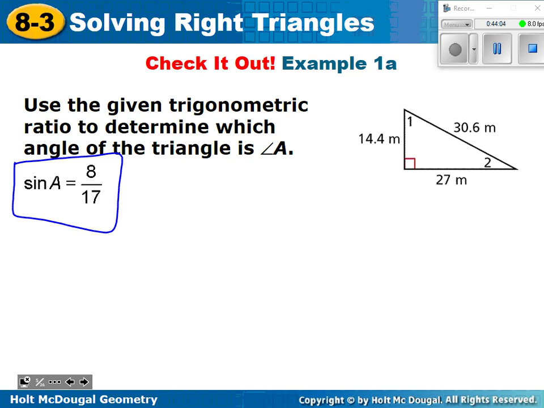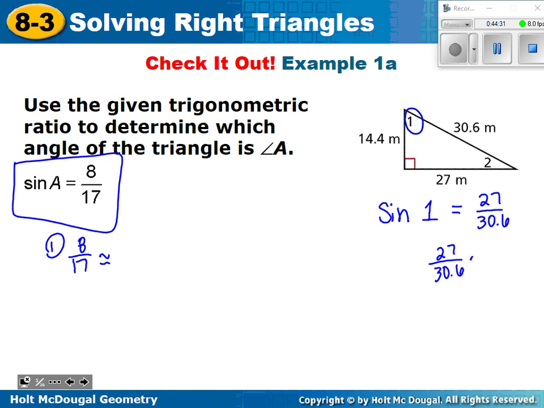So there are two ways you could do it. First way is you could just calculate what is 8 over 17 on your calculator. And then you could come over here and say, okay, I'm going to start with angle 1. I'm going to find the sine of angle 1. And that's equal to the opposite over the hypotenuse, which is 27 over 30.6. And you could take the 27 over 30.6 and approximate it. So are these two the same? No. So then that means it's not angle 1.